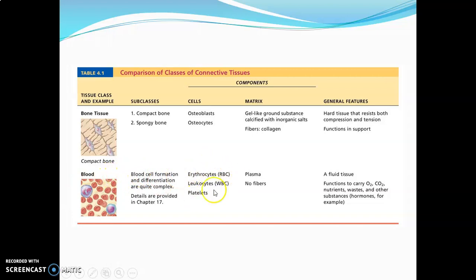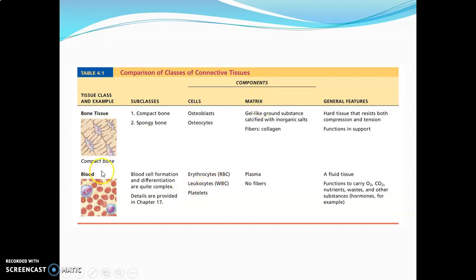Of course, you know blood has cells, red blood cells, white blood cells, platelets. So red blood cells are called erythrocytes. White blood cells are called leukocytes, and they can be divided into 2. The ones with granules in the cytoplasm, granulocytes, okay, such as eosinophils, basophils, and neutrophils. Those are granulocytes. And leukocytes without granules in the cytoplasm are called agranulocytes, such as monocytes and lymphocytes. Then the last cell of connective tissue is the platelets.